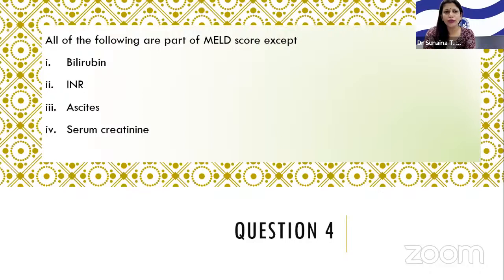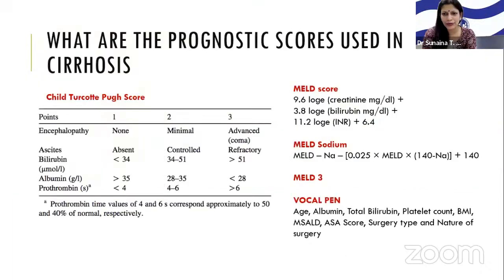Now, all of the following are part of the MELD score, this is for the audience, except: bilirubin, INR, ascites, serum creatinine. So everybody is very happily answering the correct answer. So the answer is ascites, which brings us to the next slide. So what are the prognostic scores which are usually used in cirrhosis?